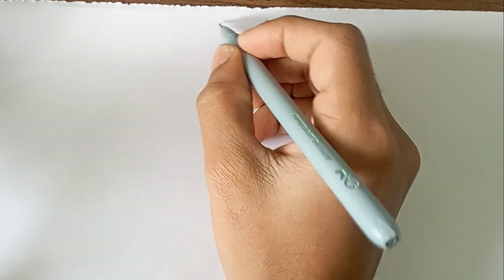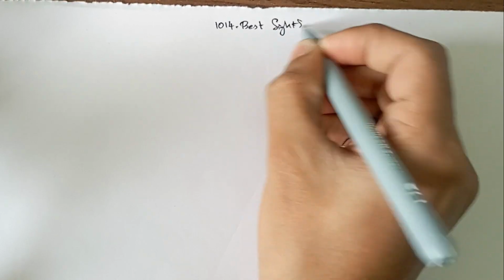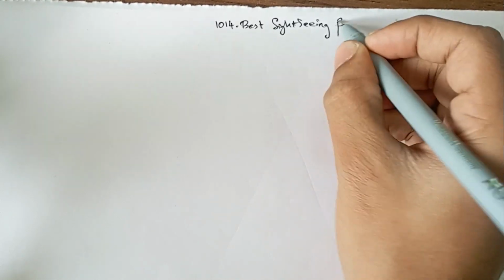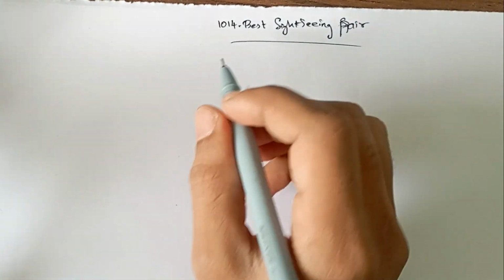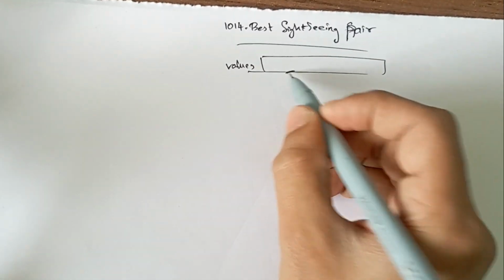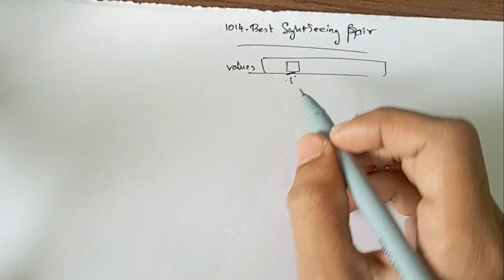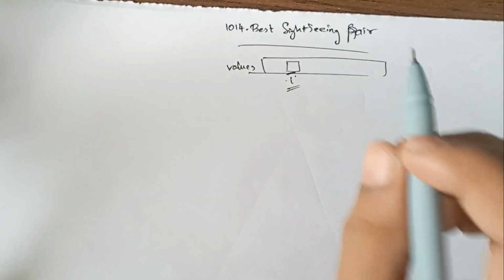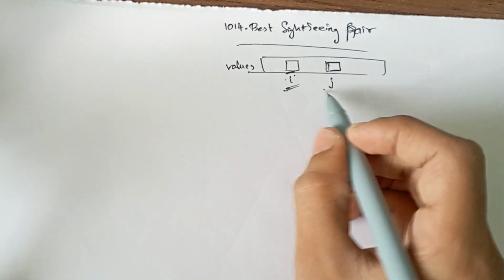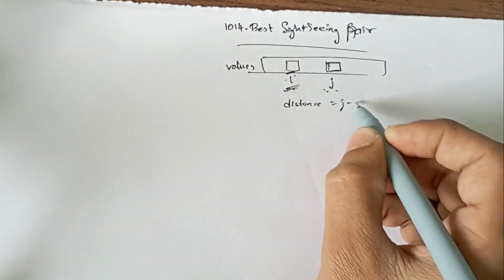Hello everyone, let us now discuss LeetCode question number 1014, Best Sightseeing Pair. Here we are given an integer array values, where the ith value represents the value of the ith sightseeing spot, and j. If you consider these two as a pair, the distance between them is j minus i.